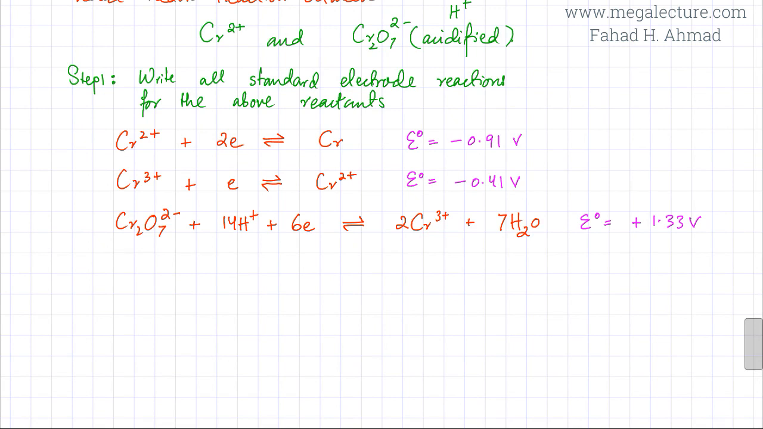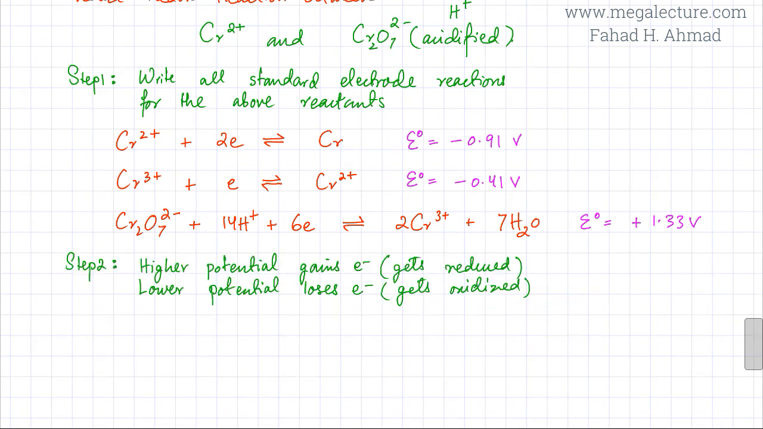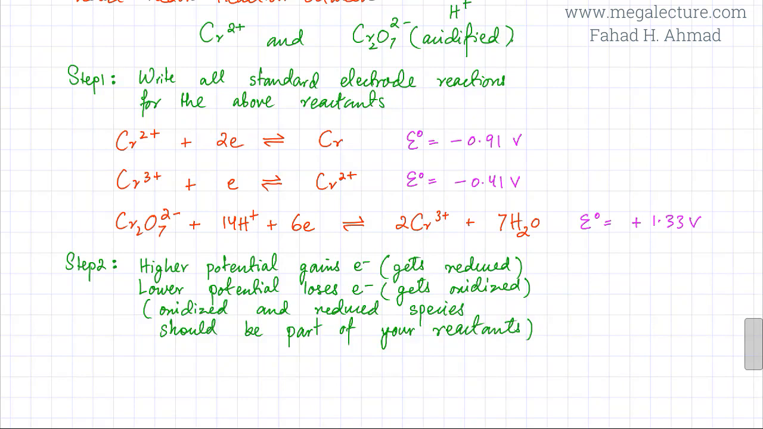Now I'll move to the next step, which is that the higher potential would have a tendency to gain electrons or get reduced, and lower electrode potentials are the ones that are going to lose electrons and get oxidized. We also need to keep this in mind, that the oxidized and reduced species should be part of our reactants. Remember, we just had 2 reactants, Cr2+ and Cr2O7 2- acidified ions.